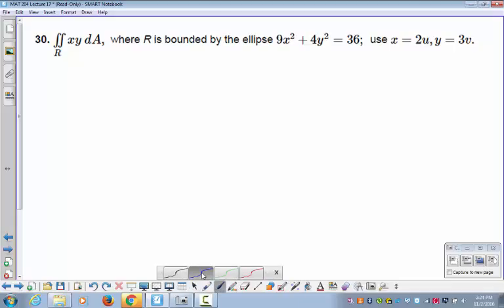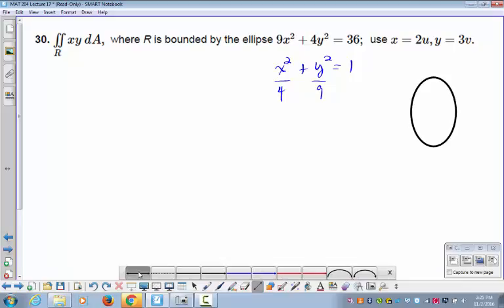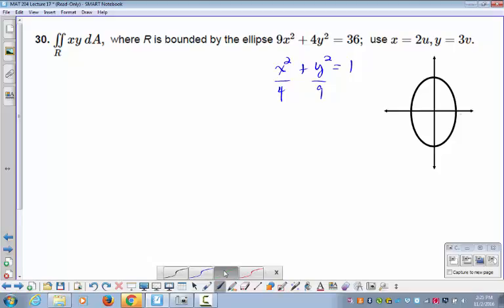So first off, let's be clear on what this region is. Let's divide both sides by 36. When we divide both sides by 36, we see that we have the following ellipse. That ellipse is stretched vertically. It has intercepts of 3 and minus 3 on the y-axis, and 2 and negative 2 on the x-axis. So there's the region that we're trying to integrate over.